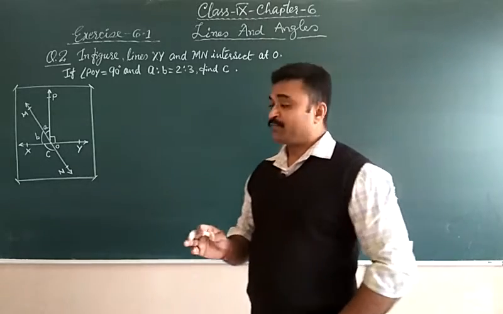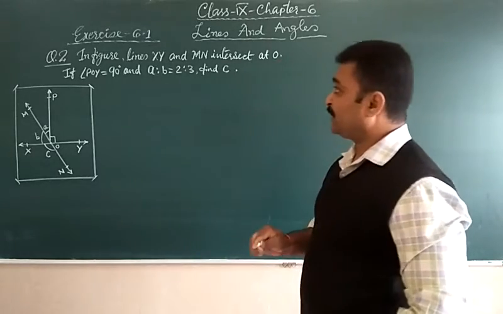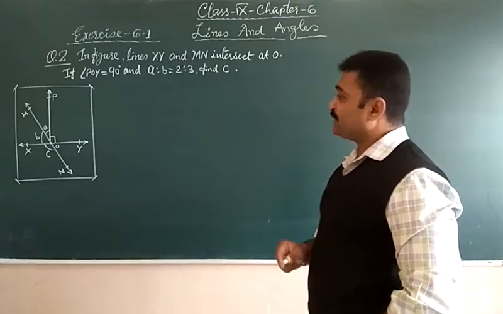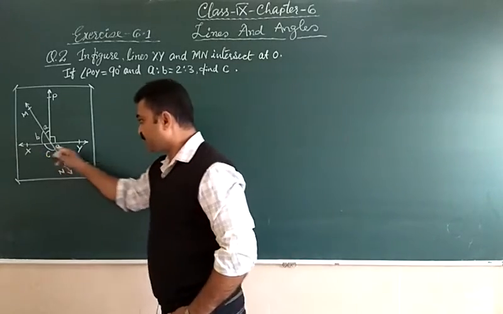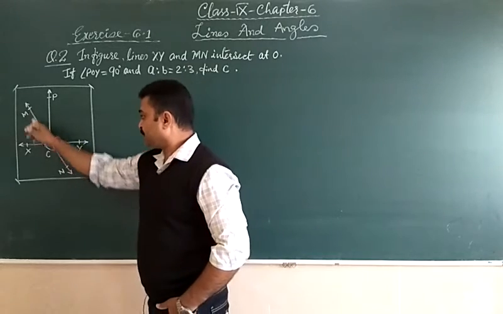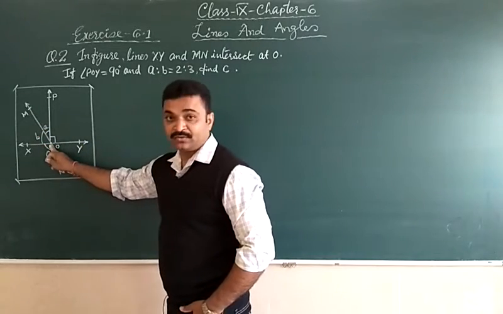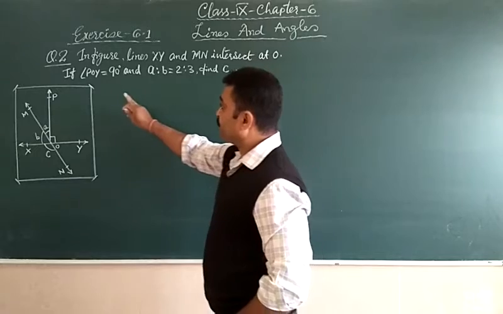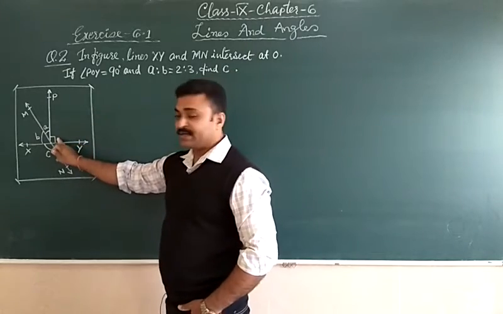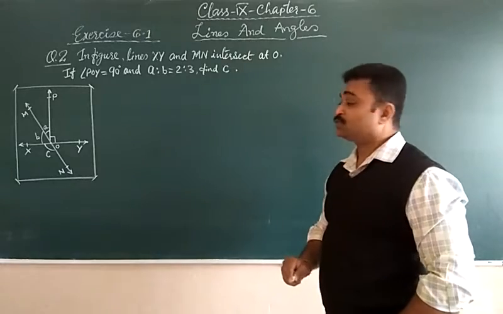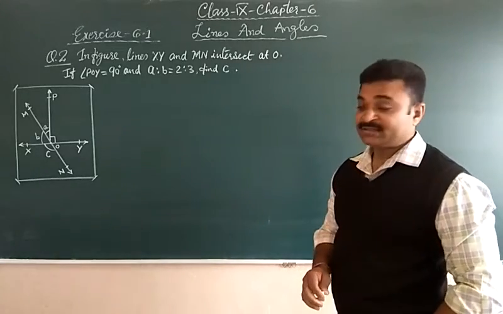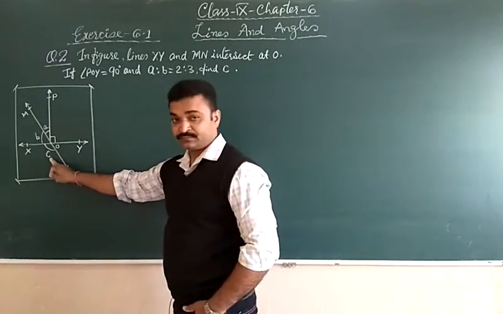In this question we have given one figure, and in the figure lines XY and MN intersect at O. This is line XY and MN intersect at O. If angle POY is 90 degree, this angle is 90 degree, and A is to B is equal to 2 is to 3, then find C. We have to find this angle.